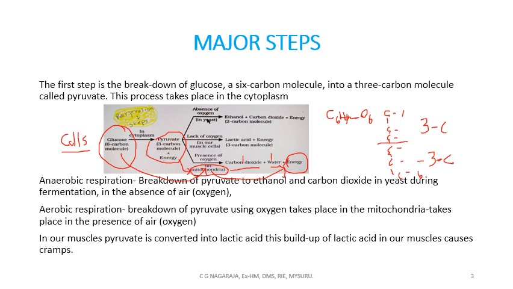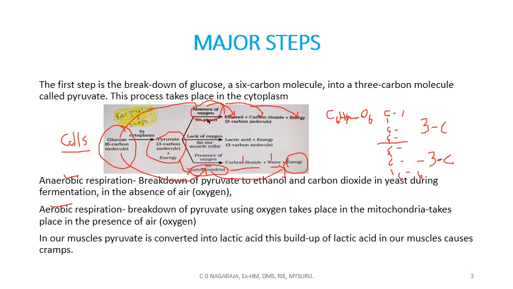In some organisms like yeast or some bacteria, glucose may break into ethanol and carbon dioxide and produce energy, and that kind of respiration takes place in the absence of oxygen. So we can think of two kinds of respiration immediately. One is with oxygen, called aerobic respiration, and without oxygen, called anaerobic respiration.